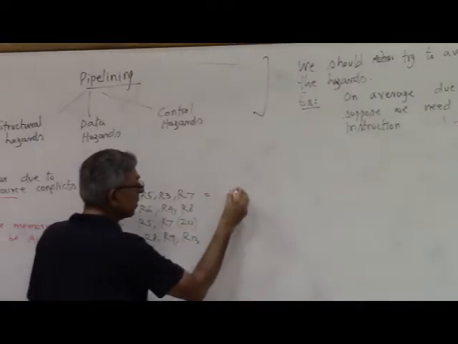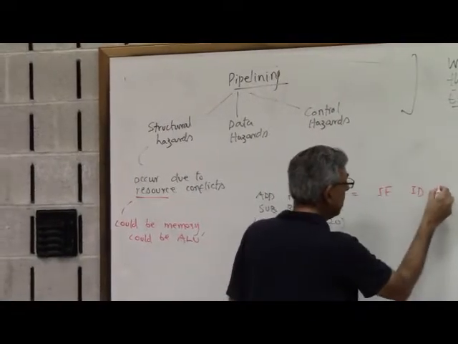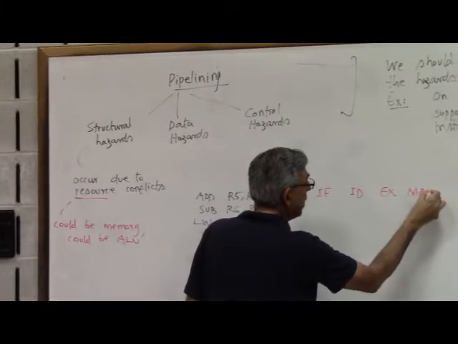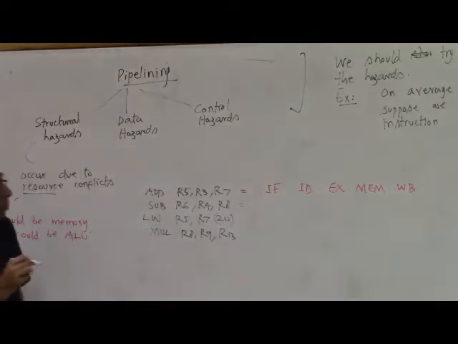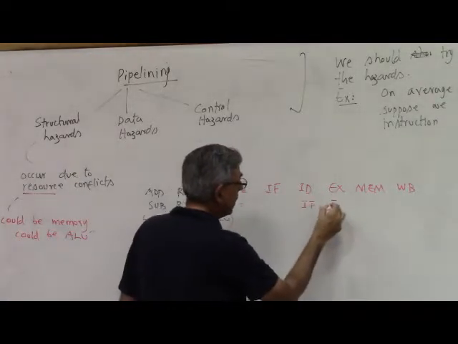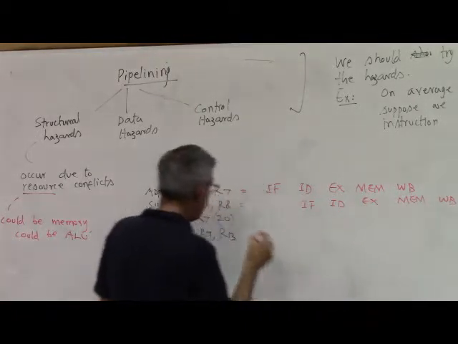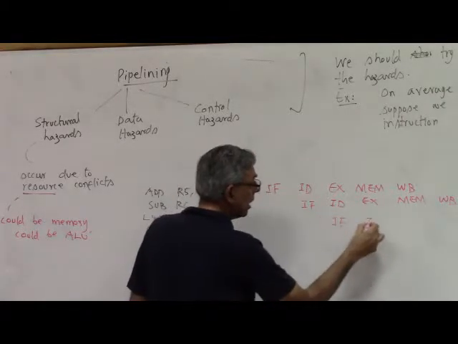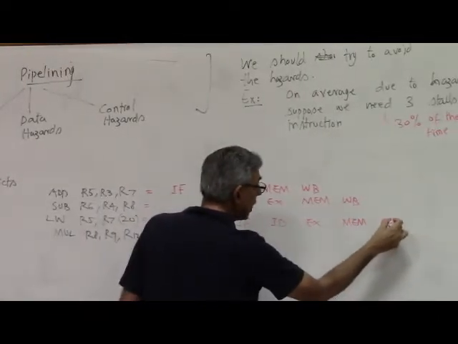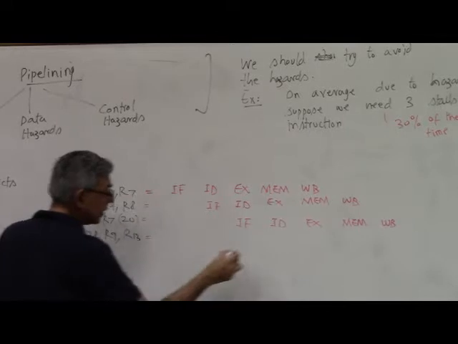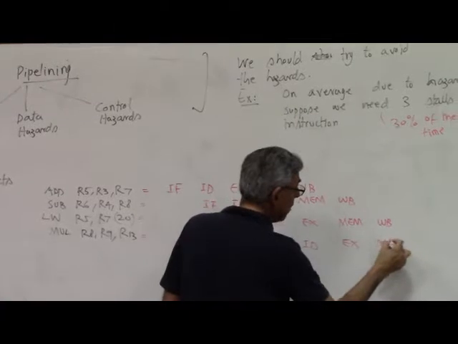Every instruction goes through 5 stages, as you already know: instruction fetch, instruction decode, execute, mem, and write back. If we are pipelining, the next instruction will start 1 cycle later: IF, ID, EX, mem, and write back. And again, the last one will start 1 cycle later: IF, ID, EX, mem, and write back.